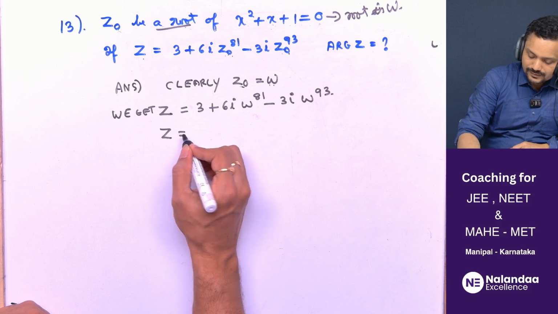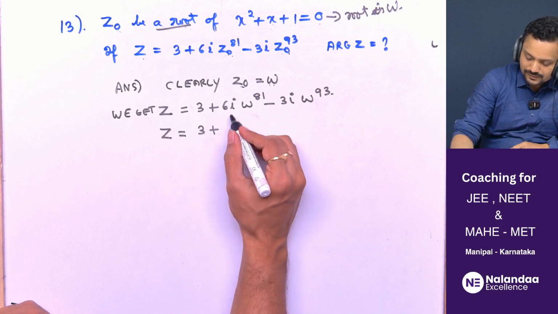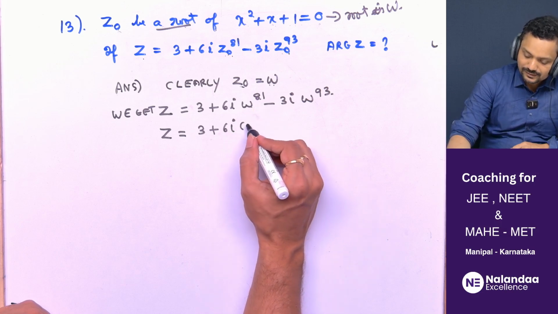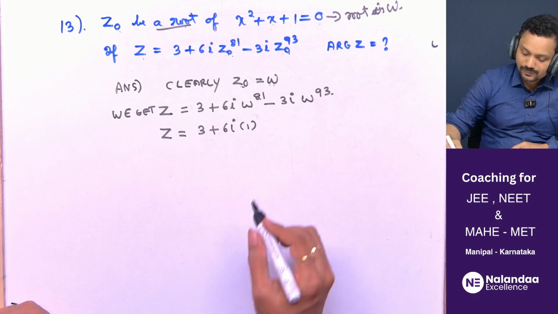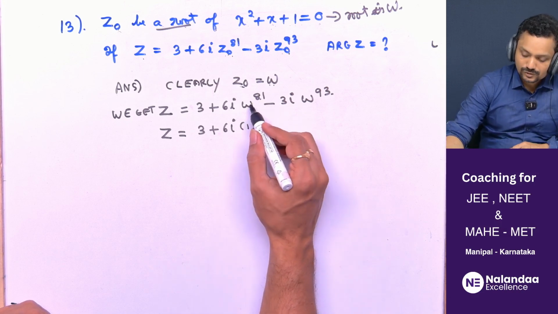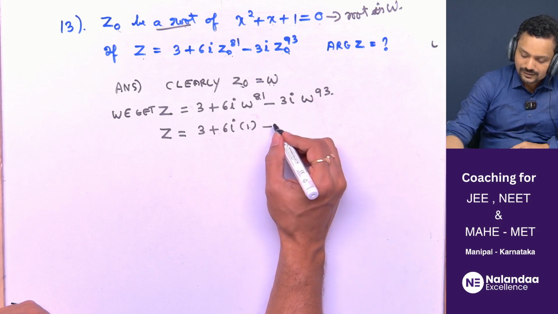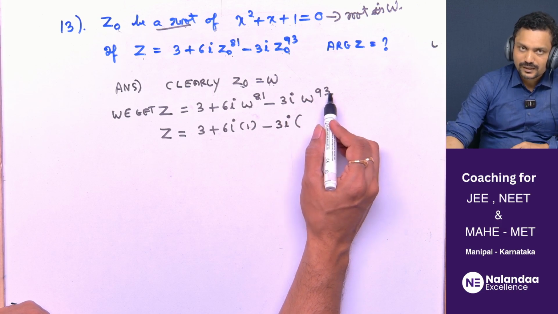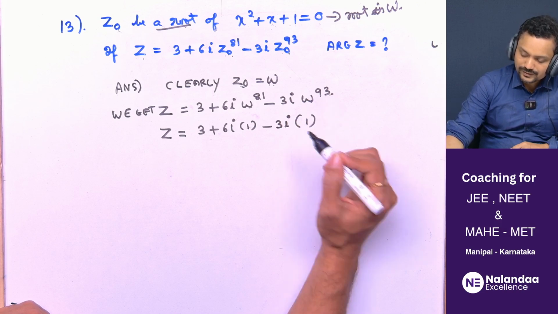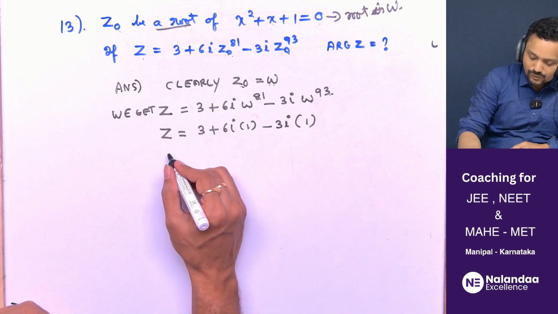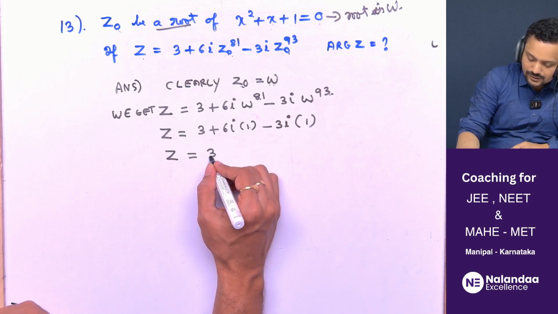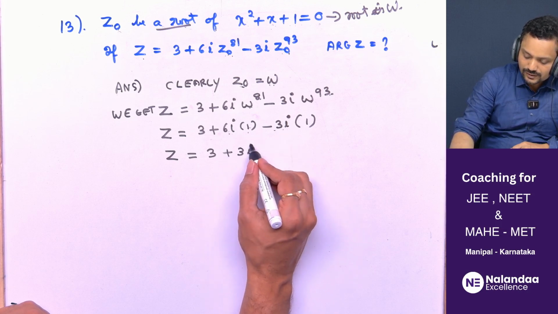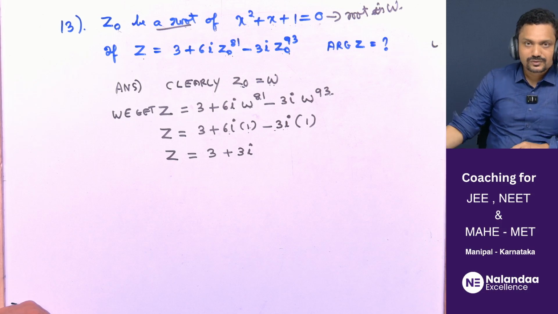Yes, z is equal to 3 plus 6i into, we have seen omega power a multiple of 3 is always 1. So omega power 81 is a multiple of 3, so omega power 81 will be 1, minus 3i into, again you will agree with me, 93 is a multiple of 3, so omega power 93 will also be 1. So you will get z is equal to 3 plus 6i minus 3i, which will be equal to 3i. So z is equal to 3i.